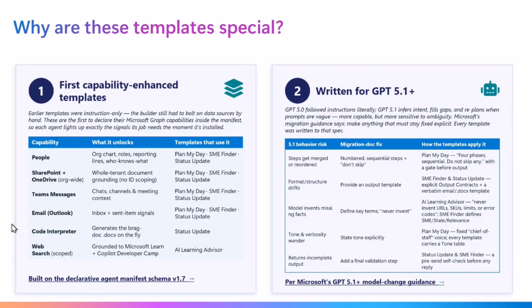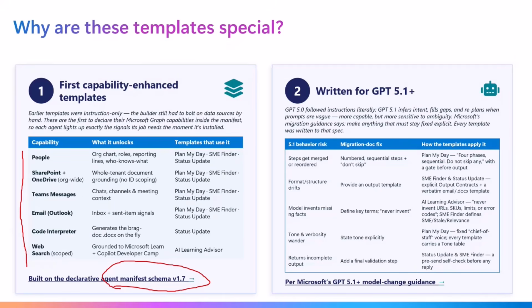All of the capabilities that I'm talking about are manifest properties, right? If you look at people, if you look at SharePoint and OneDrive, if you look at Teams, if you look at email, code interpreter, web search, all of these are manifest capabilities that are defined. And for the first time, our templates and Agent Builder have actually made use of all of this goodness, correct? So, it unlocks a lot of things for us.